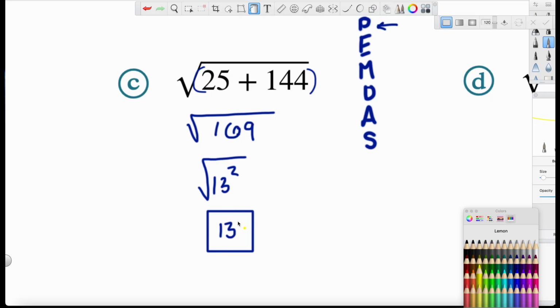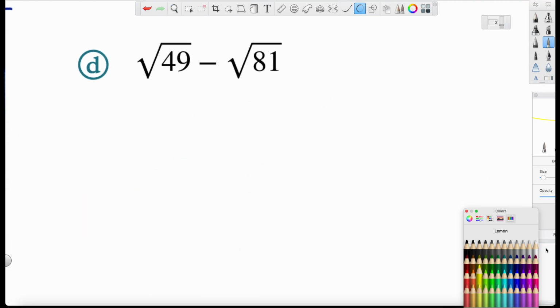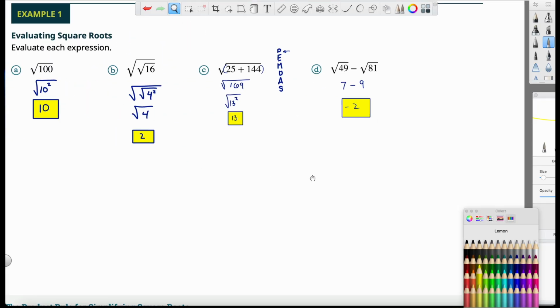And let's select the pen. There we go. Okay, on this one right here, we've got the square root of 49 minus the square root of 81. These are separate expressions here, so 7 minus 9 is negative 2. Okay, moving along.